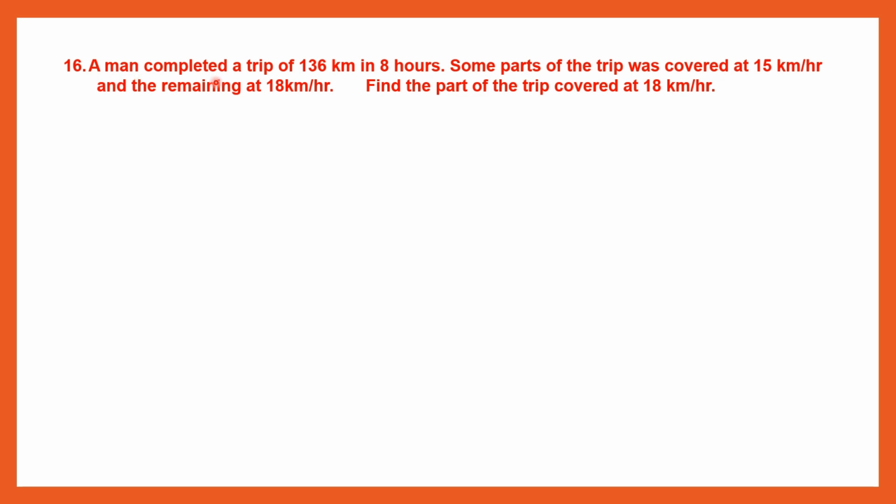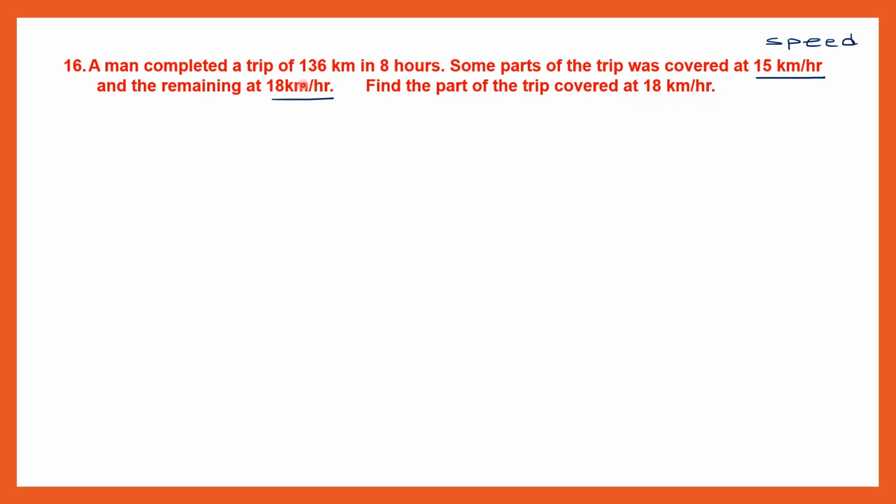Question 16. A man completed a trip of 136 kilometers in 8 hours. Some parts of the trip were covered at 15 kilometers per hour. So when you see this kilometers per hour, you know we are talking about the speed. And here they're saying some parts of the trip were covered at this speed and the remaining was covered at this speed, that is 18 kilometers per hour. Now here we are asked to find the part of the trip covered at 18 kilometers per hour. That means the distance covered at 18 kilometers per hour.